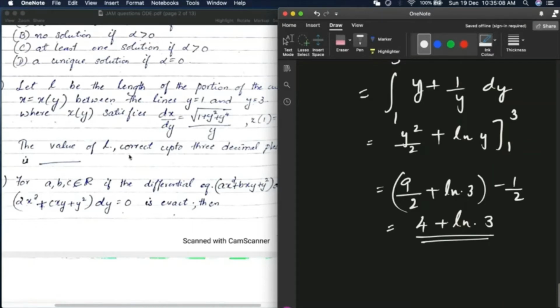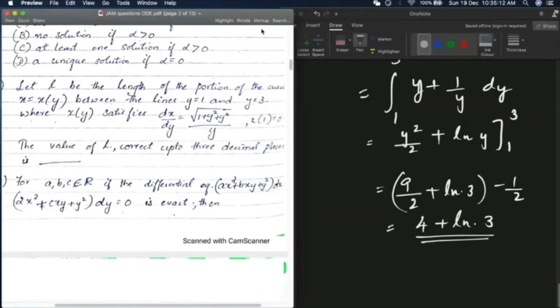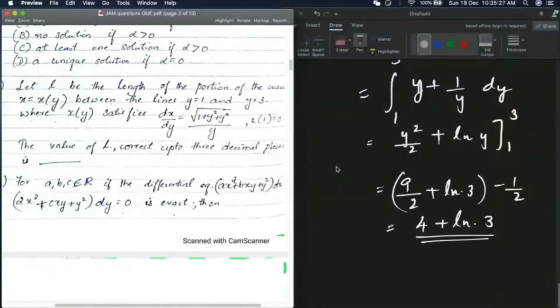So what's the answer that you're getting? Are you getting the same answer? So this is a problem which is not an MCQ or MSQ. We don't have options to check. Yes, ma'am, same answer. So you can just find the value of log 3 and then approximate it to three places of decimals and then write it.